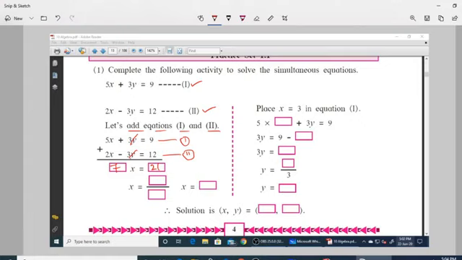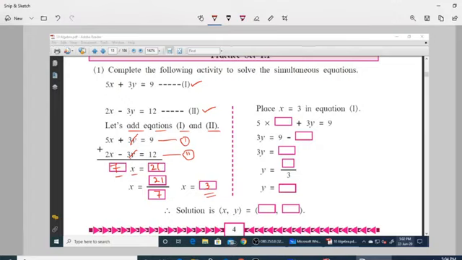Now keeping 21 in its place, this 7 is multiplying with x, so I can send it to the right hand side, where it will divide. So x is 21 upon 7. 7 3s are 21, so you can divide 21 by 7. This is the value of x, that is 3. Now place x equals 3 in equation number 1.